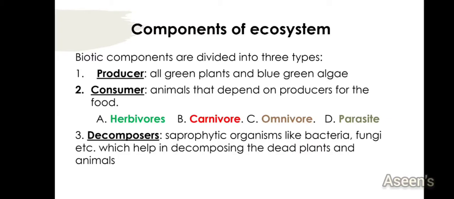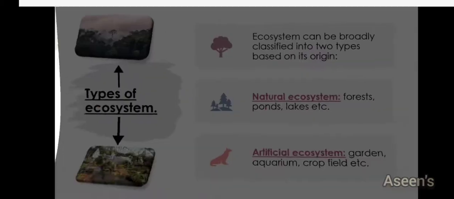Saprophytic organisms mostly are bacteria and fungi specifically. And they are natural scavengers. They help in getting rid of the dead and decaying organisms, whatever is present. They help in decomposing them and converting them into simple molecules which readily mix with soil and make it fertile.